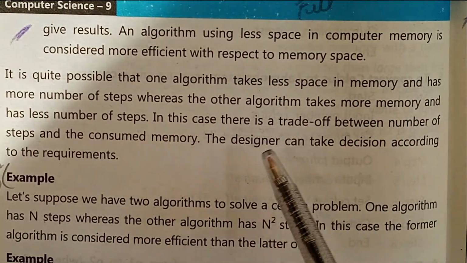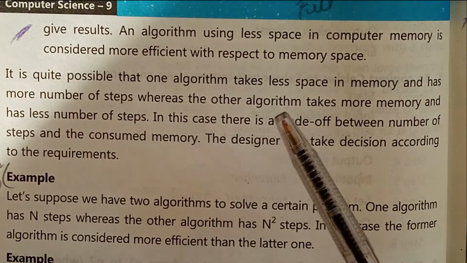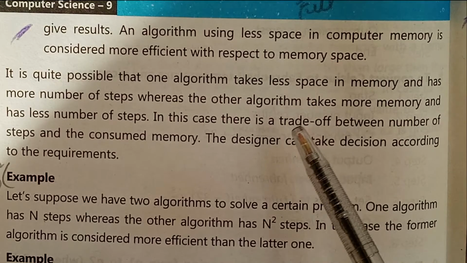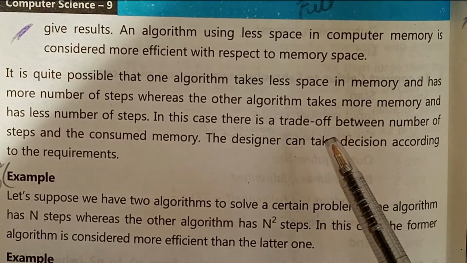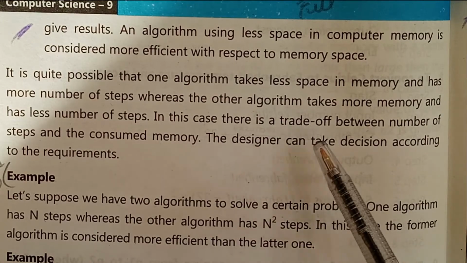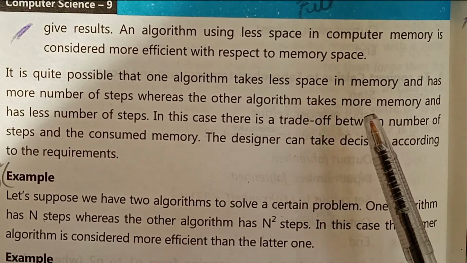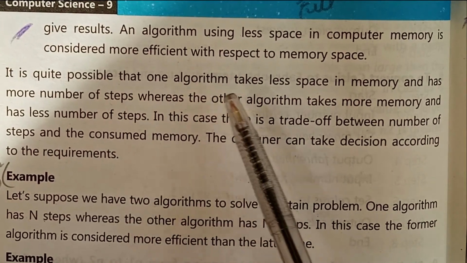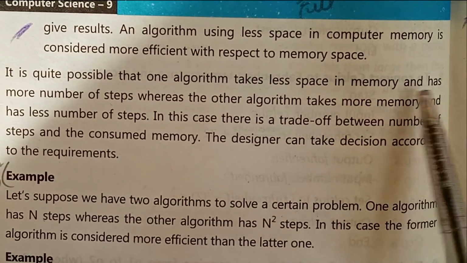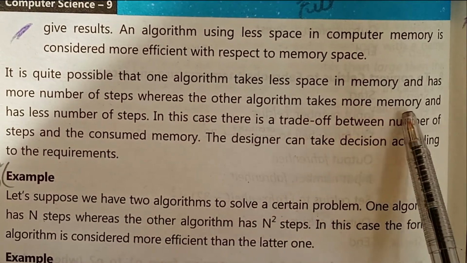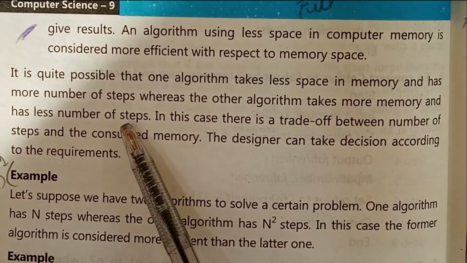Students, we have noticed in algorithms that some data is stored in computer memory which is later used to give output, and an algorithm using less space in computer memory is considered more effective with respect to memory space. It is quite possible that one algorithm takes less space in memory and has more number of steps, whereas the other algorithm takes more memory and has less number of steps.